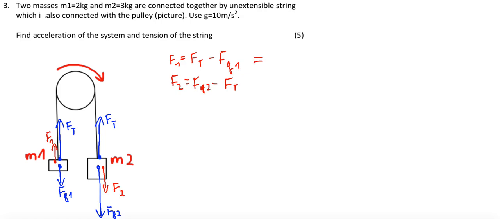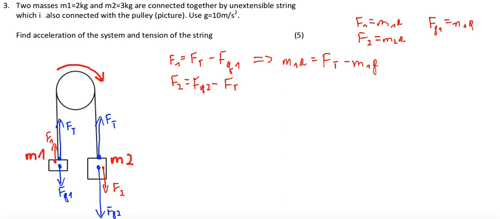Okay, so remember that F1 is m1 times a and F2 is m2 times a. Acceleration is the same because these masses are connected by an extensible string. So we have m1 times a is equal to tension minus m1g, because Fg1 of course is m1 times g, and Fg2 is of course m2 times g. And second equation, very similar, m2 times a is equal to m2 times g minus Ft. So we have simultaneous equations.